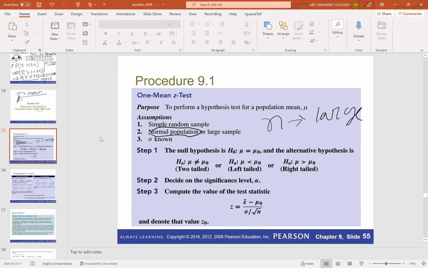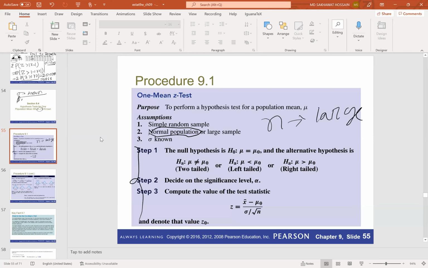And the third assumption is sigma is known. So this is the key assumption in this chapter. Sigma is known. That's why we are using the z-test. And here are the steps to perform a hypothesis test.